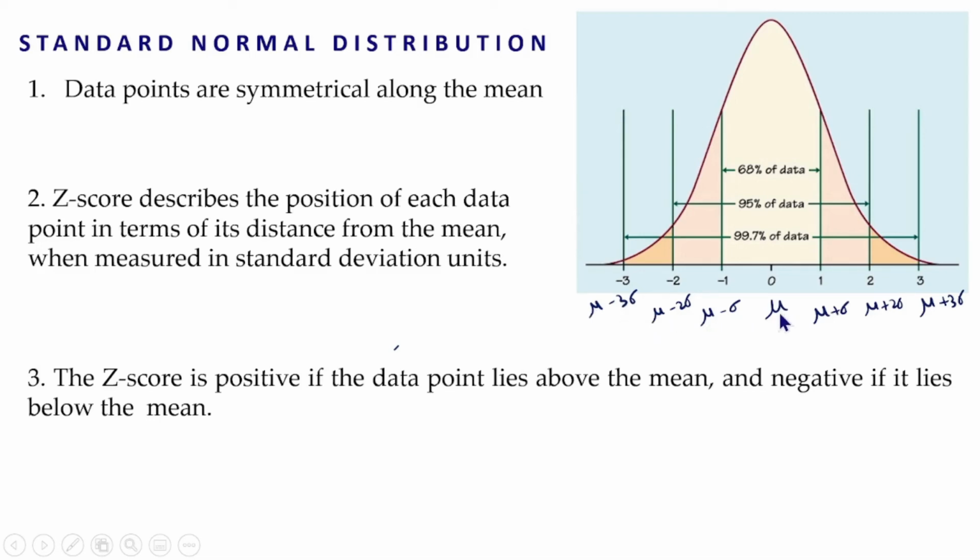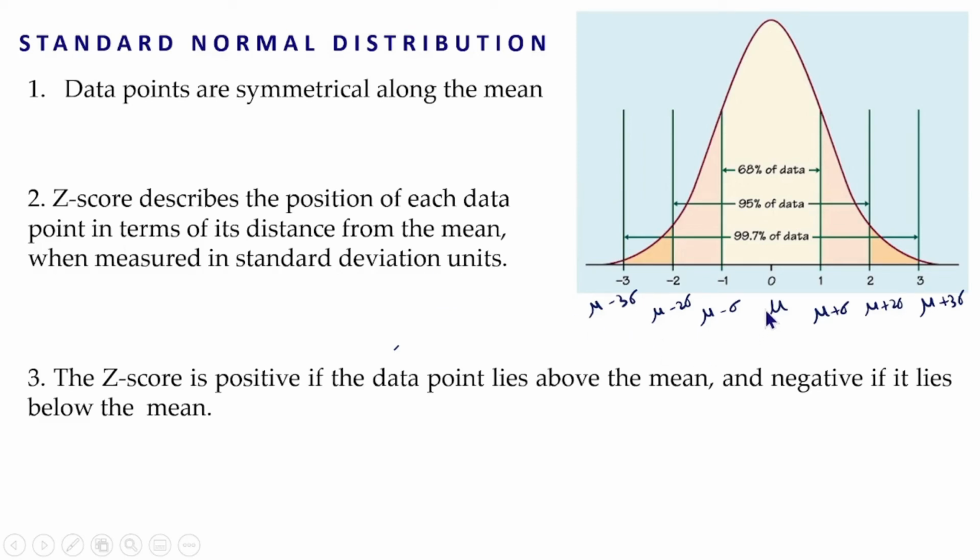Here, since for the standard normal distribution mu is equal to 0 and sigma is equal to 1, we will have 0, 1, 2, 3 on one side and minus 1, minus 2, minus 3 on the other side. The next point is: z-score describes the position of each data point in terms of its distance from the mean when measured in standard deviation units.